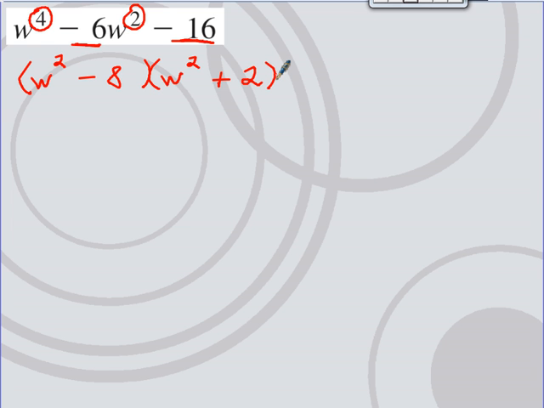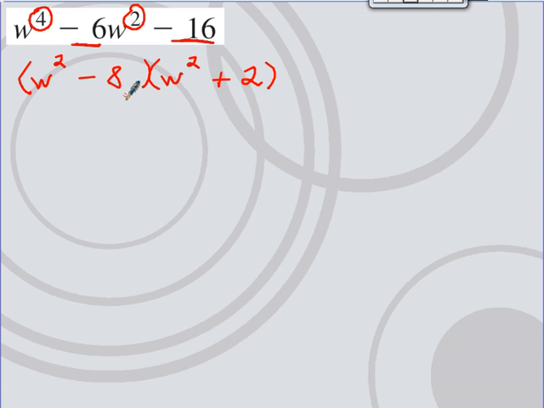Now, from here on out, something else we need to start looking at. See if there's any further. See if you can go another step. Okay, we factored this into two different things. Now let's see. This is not a line. W squared minus 8, that's not linear. W squared plus 2, that's not linear. See if you can go further.